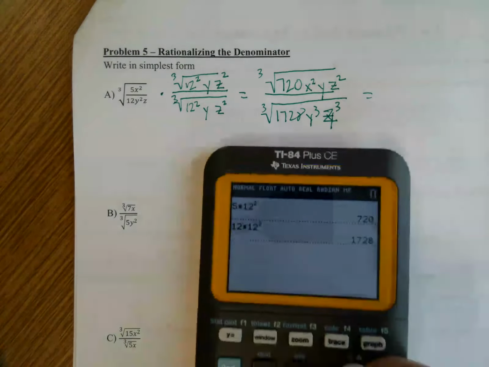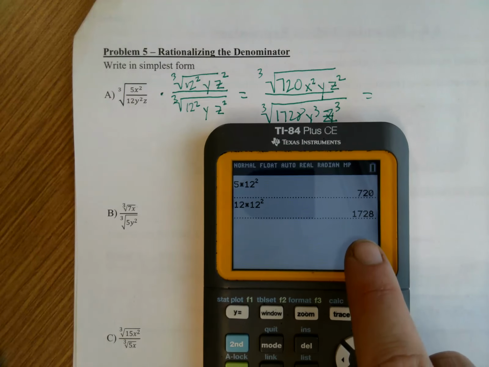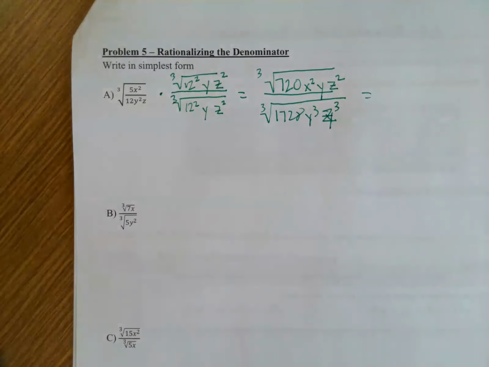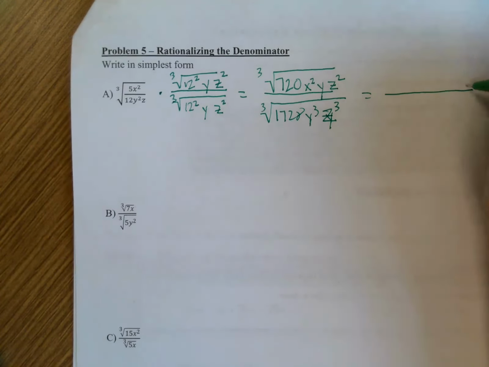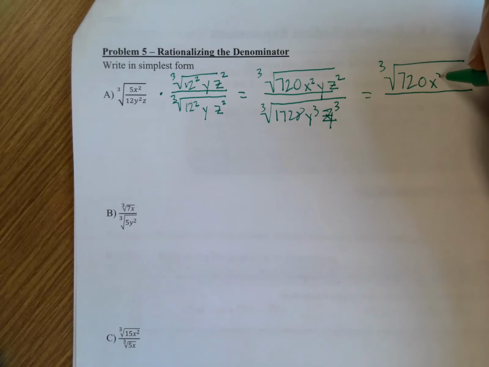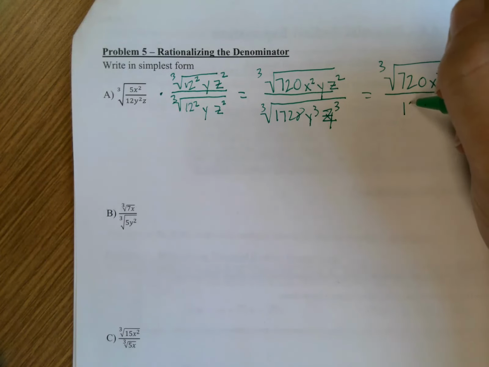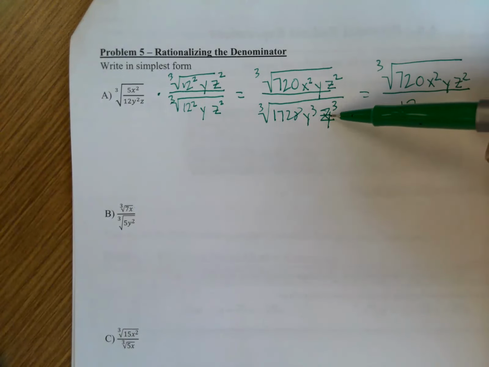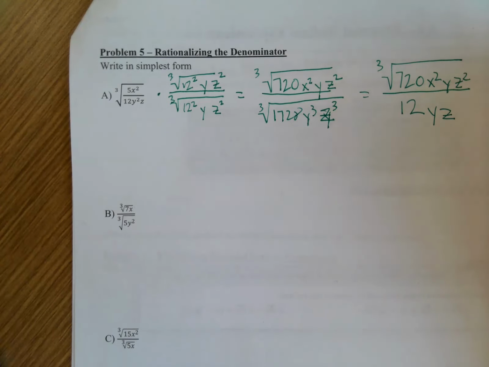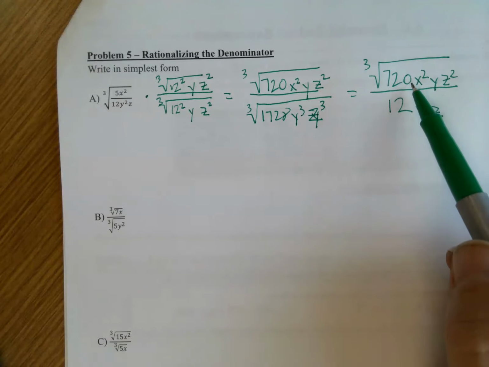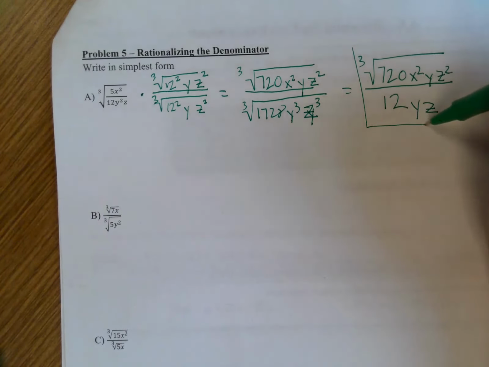This should become a perfect cube, or I mean a cubic root. So I'm going to raise it to the 1/3 power, because remember that's the same thing as a cubic root. So this is equal to 12. On top, I'm going to have the cubic root of 720 x squared y z squared. On bottom I'll have 12. The cubic root of y cubed is y. The cubic root of z cubed is z. And you could see if you can simplify this further, which I think you might be able to do, but we're going to leave our answer just like this for now.